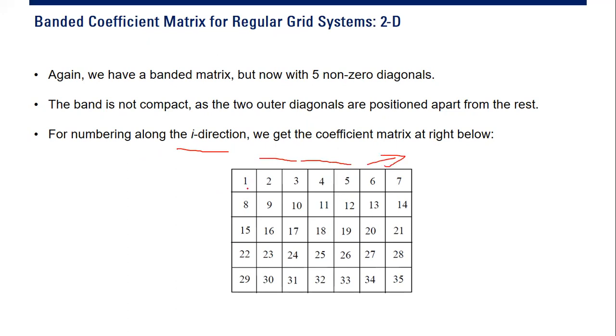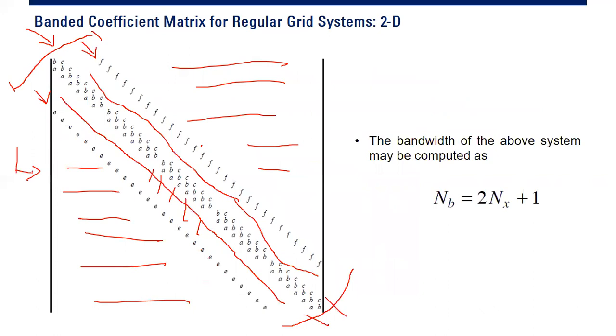So I mean 1, 2, 3, 4, 5, 6, 7, and then we start again from here, from the left, 8, 9, 10, and so on and so forth, and then start again from 15 from the left, 22 from the left, and 29 from the left, we get this one. So we do the numbering along the I direction. And what do we get?